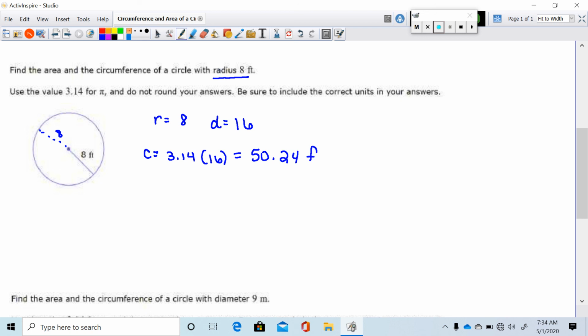And I have feet. The area is pi r squared. So 3.14, and the radius is 8, and I square that. I usually do that first and then multiply it by 3.14. So 8 times 8 is 64. 64 times 3.14 is 200.96. And area is always squared.